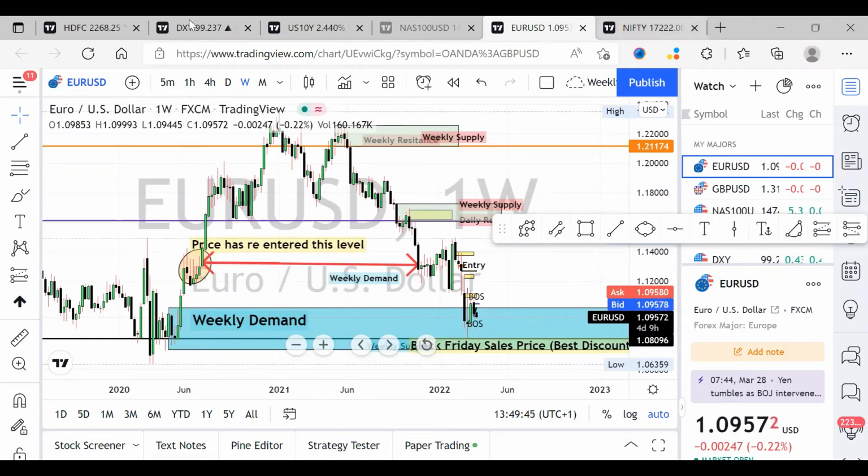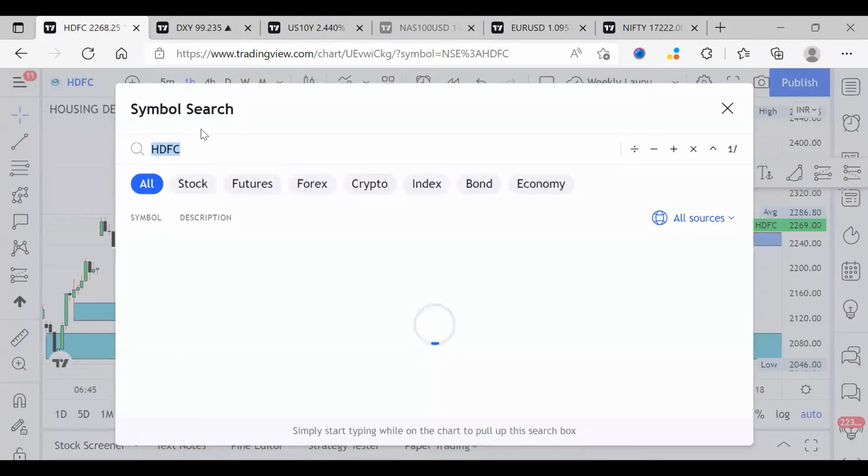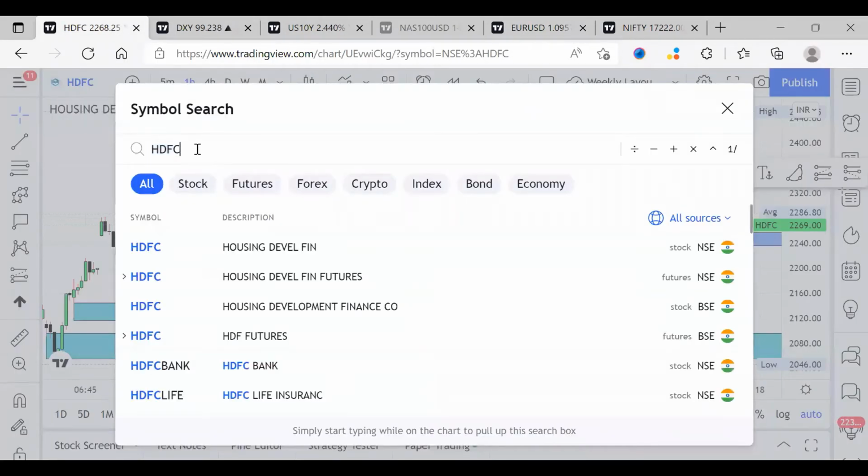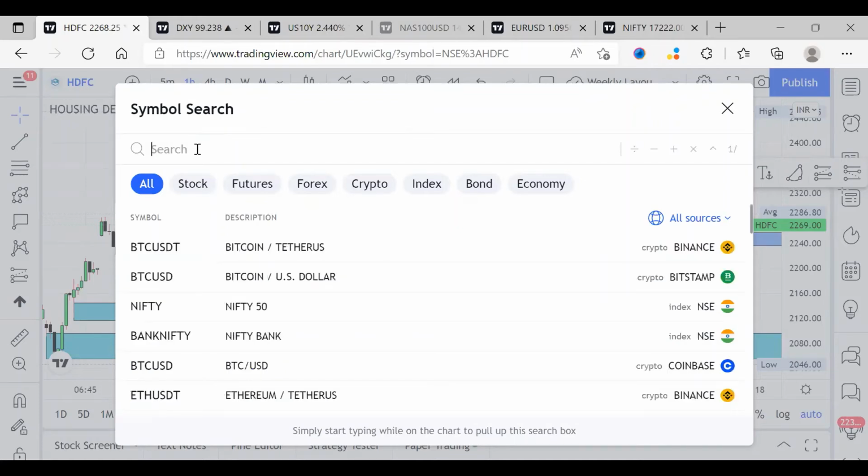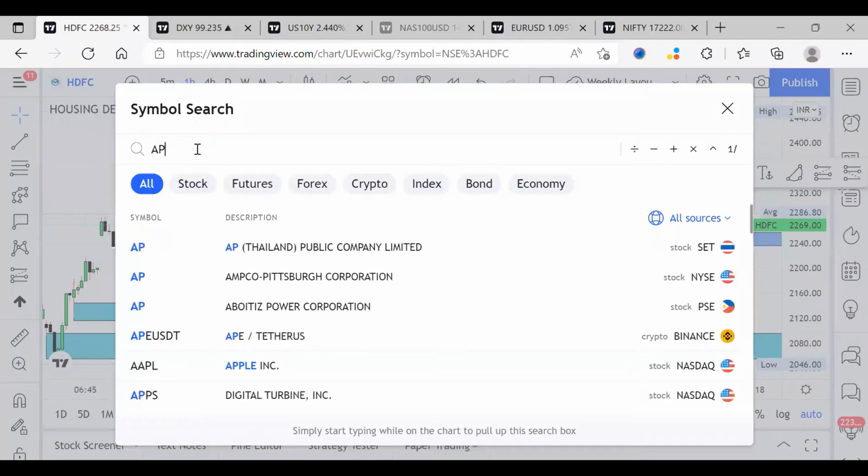If we now look at any other stock, do you have any stock in mind? No specific stock, because I am into only index.